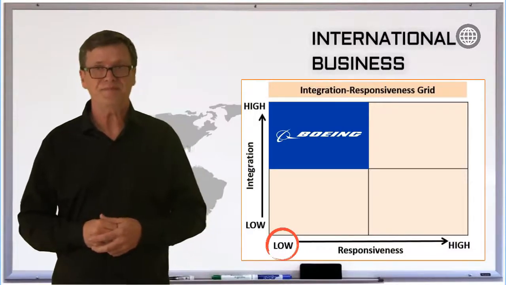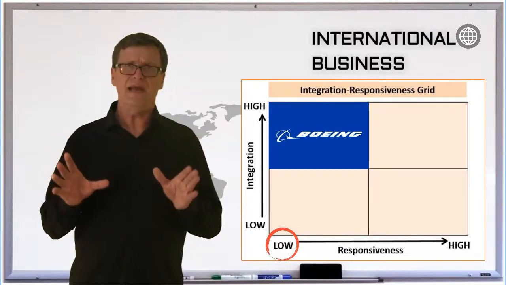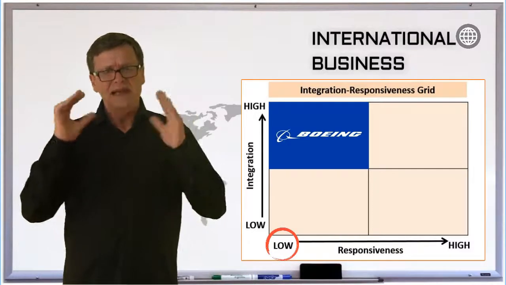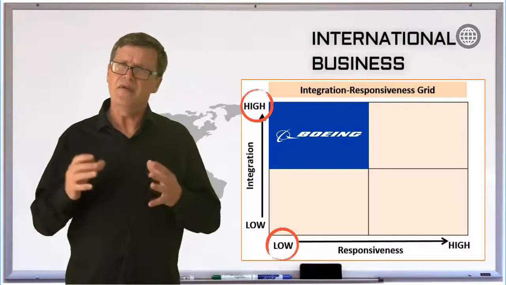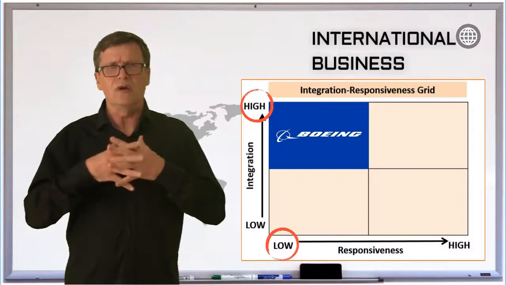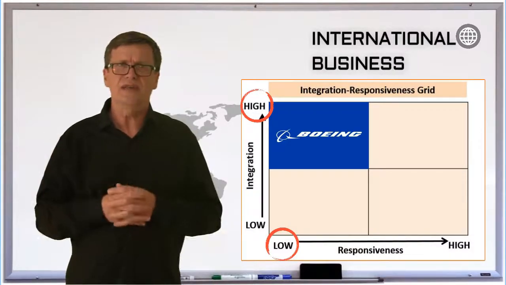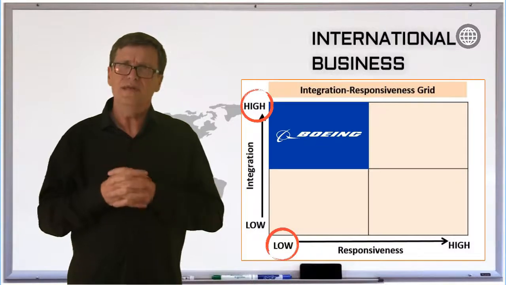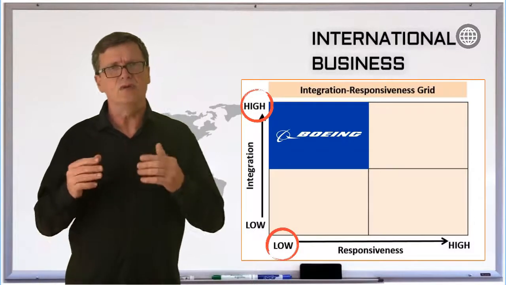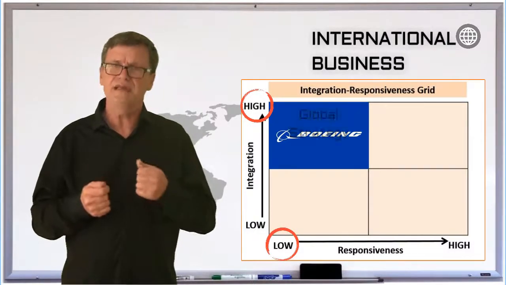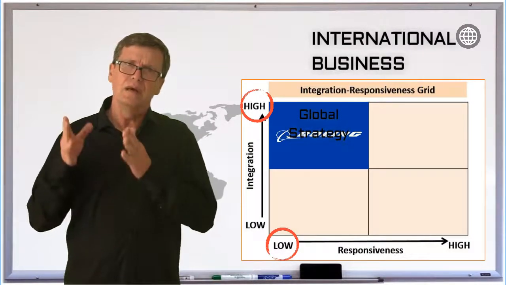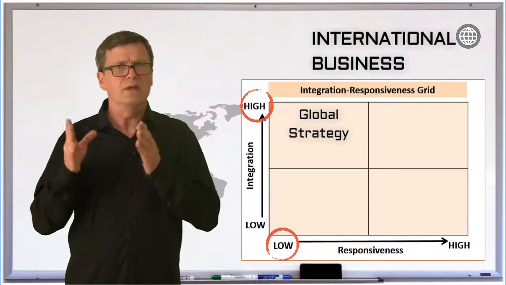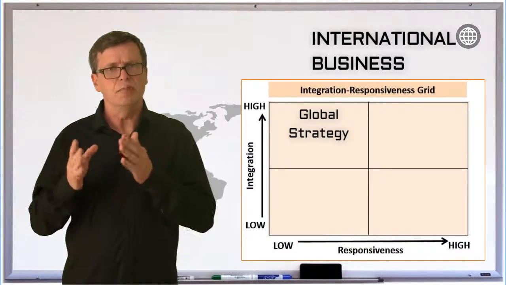Now, the high level of standardization at Boeing means that they must have very centralized control across all of their international activities. And Boeing do this in order to maintain control over the technical standards, safety, and also quality and cost. So Boeing are a great example of a global strategy company.